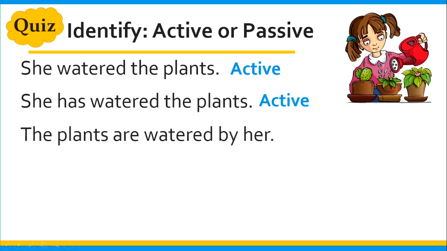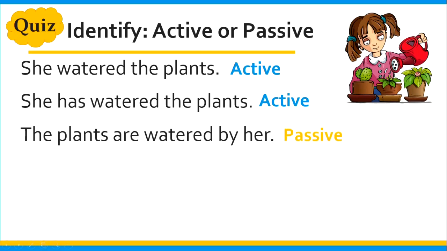Next sentence, the plants are watered by her. If you see, in this sentence, the subject is plants. Is the subject doing any work or action? No. Here, the subject, that is the plants, is the receiver of action and the action is done by her. So this is passive voice.